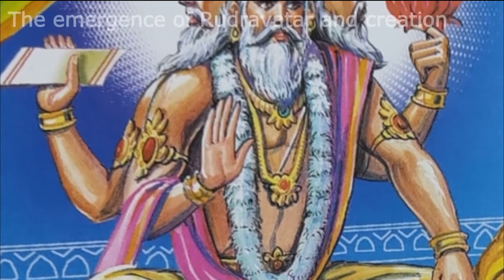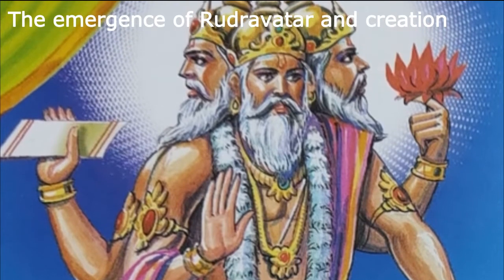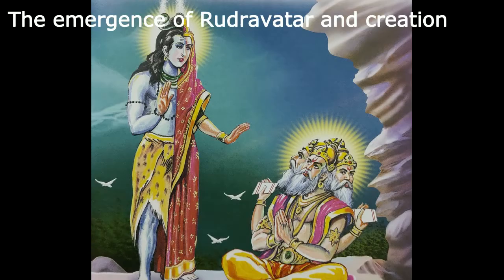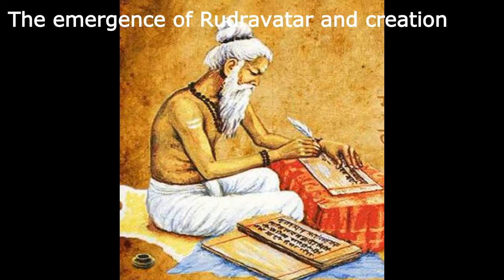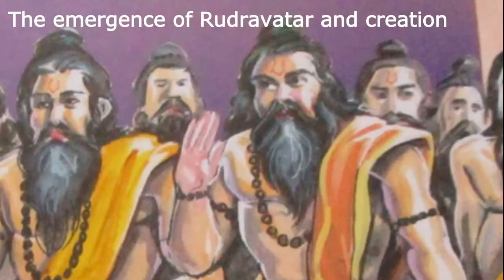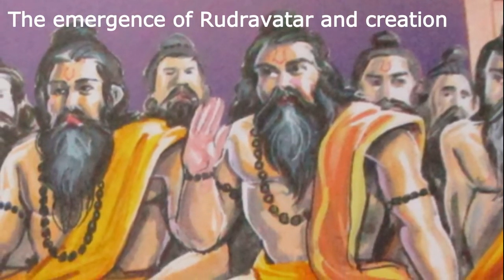The emergence of Rudravatar and creation. Brahma's penance made Lord Shiva manifest in his incarnation of Rudra from in between the eyebrows in the form of Ardhanarishvara. On Brahma's request, Shiva created Rudragana resembling him but said he could not create mortals. So, with the permission of Shiva, Brahma created the 5 basic elements and all types of arts. He also created time.